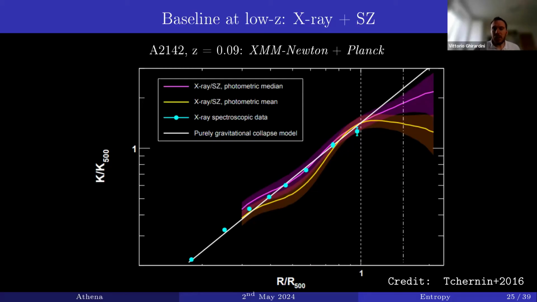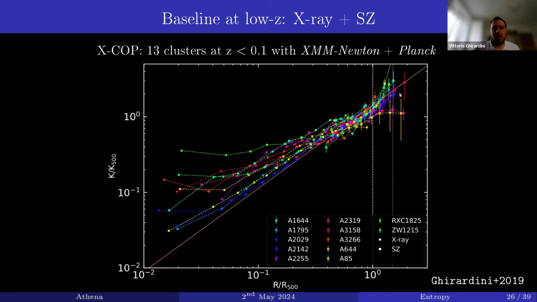And this sort of work was extended in one of my PhD works on the X-COP galaxy clusters, also at low redshift. What was shown here was that at large radii, when you combine X-ray and SZ information from XMM and Planck on this very small but complete sample of galaxy clusters, your overall average profile doesn't really show the downturn that was previously observed.